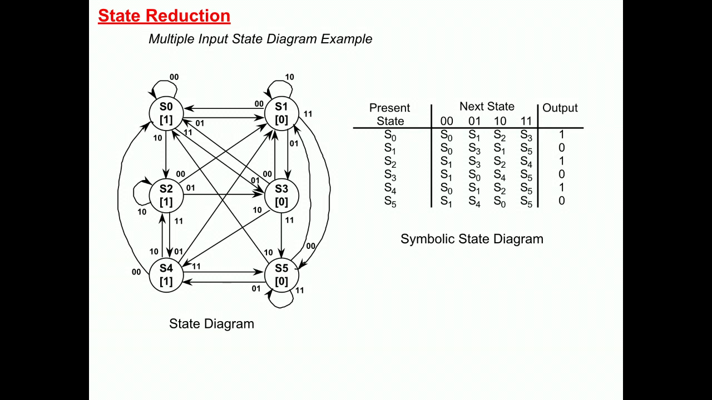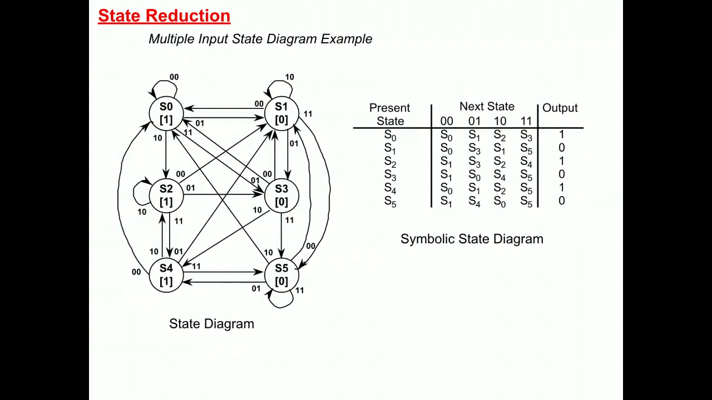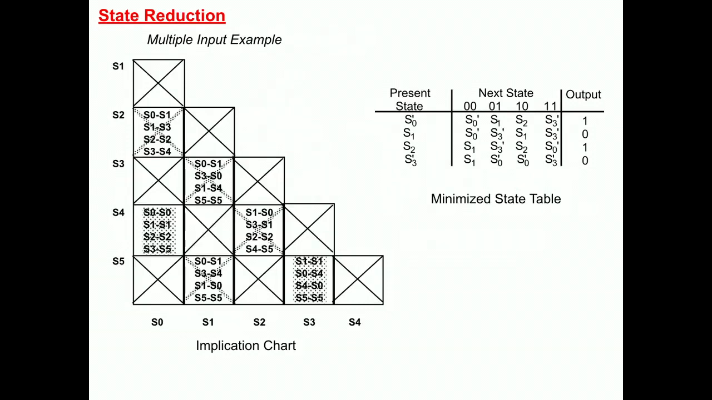The transition table looks like this. And then the implication table is very similar to what we had before, except that in these squares, we put all four possibilities here. Because for each state there are four possible next states, because we can have four arcs leaving a state, because we have four input combinations into the machine. Okay, so that means what we put in the implication table is a little more complicated.